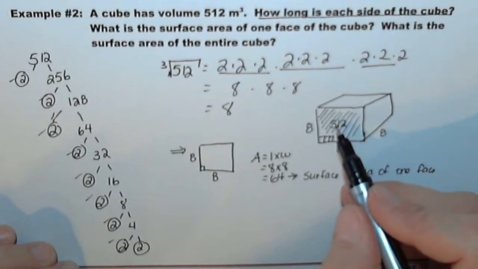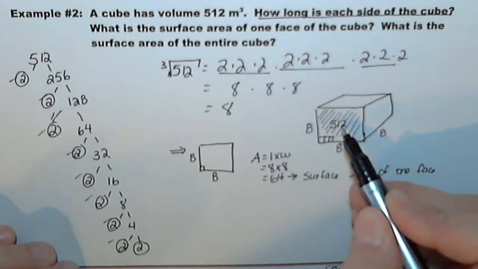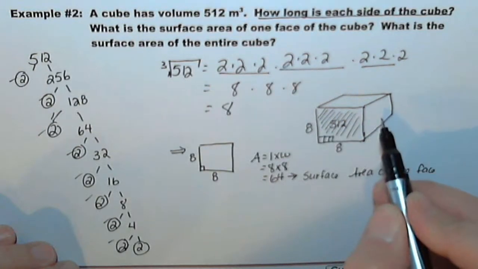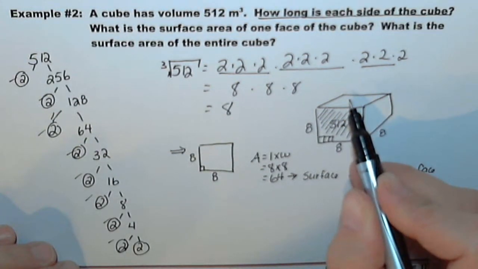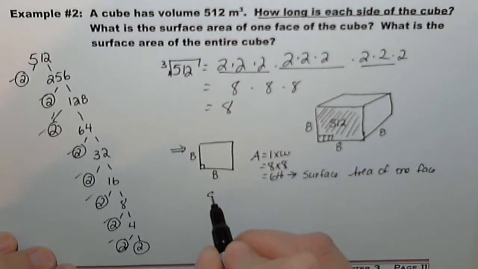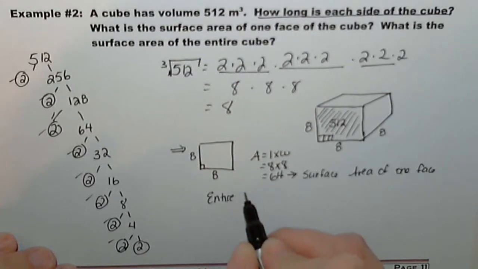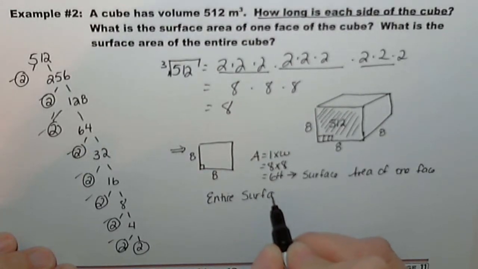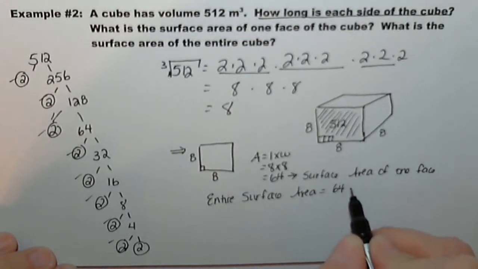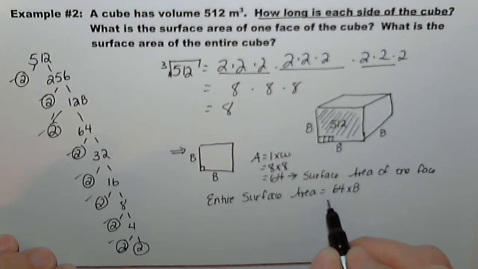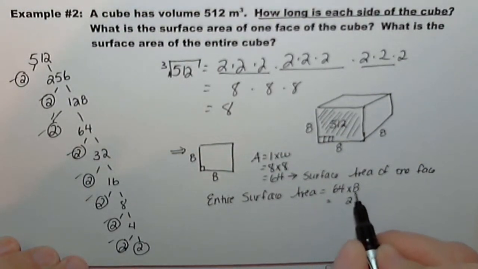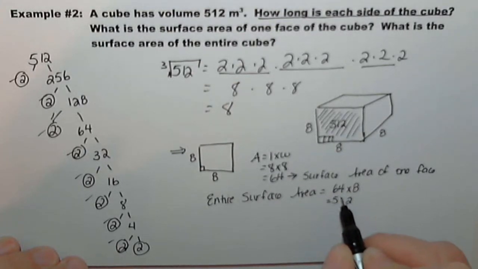Well, how many sides are there in a cube? Well, there's one side here, one across from it is 2. Over here is 1, that's 3. Over here is 1, that's 4. And the top is 1, that's 5. And the bottom is 6. So if I want to do the entire surface area, I will get 64 times 6. And 64 times 6 is 384.